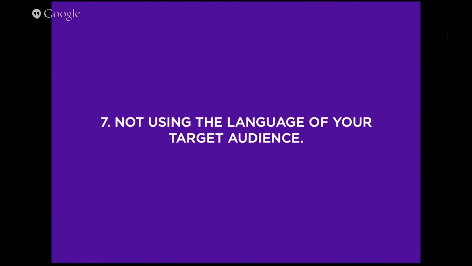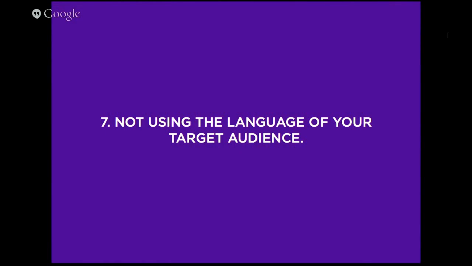Mistake number 7 is about not using the language of your target audience when communicating. So when talking about the needs and desires when it comes to clothes, that is a very personal topic, because clothes are actually a second skin that people are choosing to wear, and that's also the layer that communicates who we are.